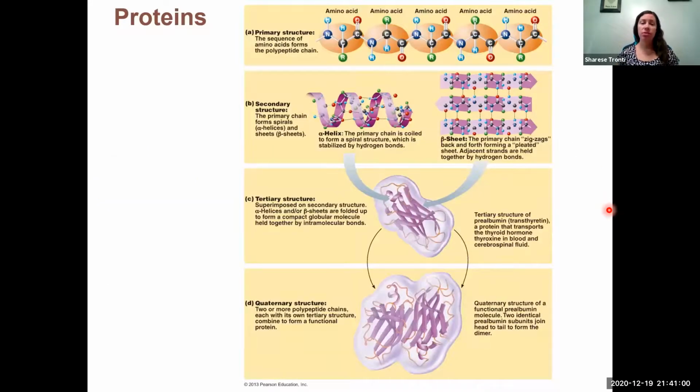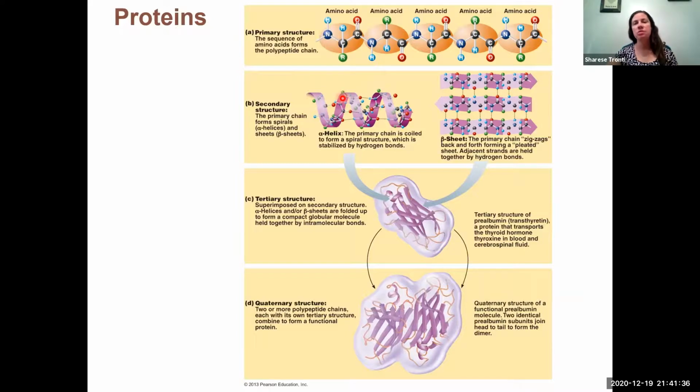There are 4 different levels of structure to proteins. The primary structure is literally just the order of those amino acids in the chain. So lysine, glycine, tryptophan, etc. Whatever that order is of amino acids, that's the primary structure. Secondary structure is where we can start to form bonds across these amino acids. So not directly from one amino acid to the next in the chain, but across the chain here.